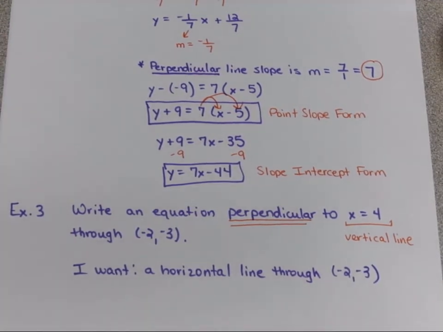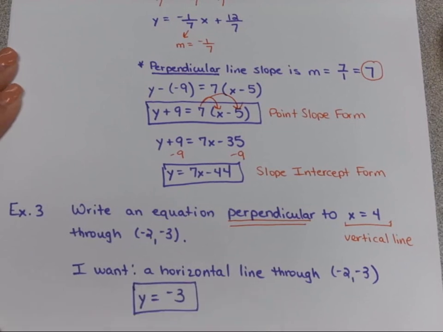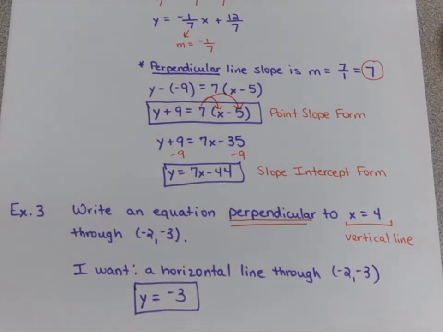If vertical lines look like x equals, what do horizontal lines look like? Y equals, right? And we have a y value. We just need to pull it out, right? What's the y value in that point? -3. So like that's it. There's not really any work to show. So like once you figure out what it's asking for, it's really not so bad.